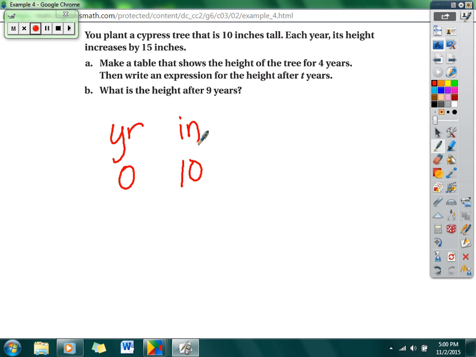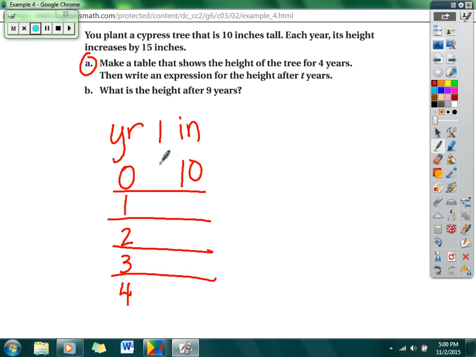So the first thing it says is make a table that shows the height of the tree for 4 years. So we have 0 years, 1 year, 2 years, 3 years, 4 years. I labeled the top of my table in years and inches so I know what I'm looking at. So I know in year 1 it increased by 15 inches.